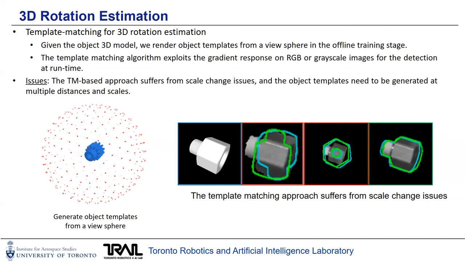I see. Yeah, that's a pretty classical approach, right? How do we compare this template-based matching for rotation estimation with direct regression, or with estimating the features, doing the correspondence, and then doing PnP? How do you compare this approach?